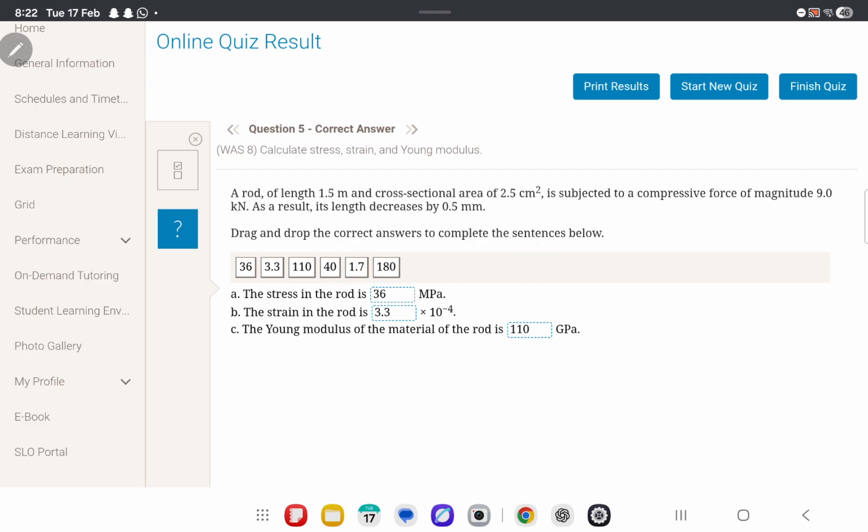The stress we denote by sigma, small sigma, like this. You know how we had sigma bonds in chemistry? It's like this. This is equal to the force over area, like pressure. Force over area. My force is 9 kilonewton, so 9 times 10 to the power of 3 newton, right? Over area. Now area is 2.5 centimeters squared.